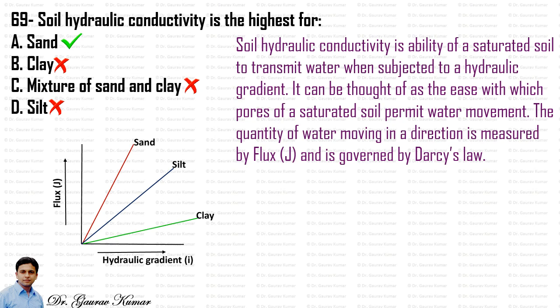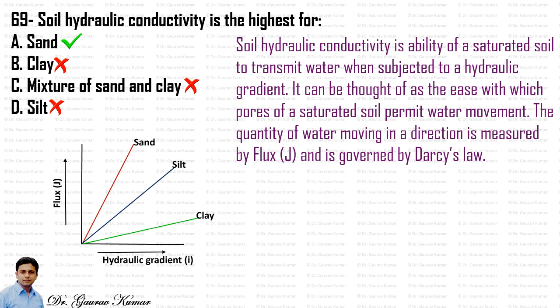The soil hydraulic conductivity is the ability of a saturated soil to transmit water when subjected to a hydraulic gradient. It can be thought of as the ease with which pores of a saturated soil permit water movement. The quantity of water movement in a direction is measured by flux, which is represented by J and is governed by Darcy's law. You can see the graph, the plot of sand, silt and clay with respect to flux on the y-axis and hydraulic gradient on the x-axis.